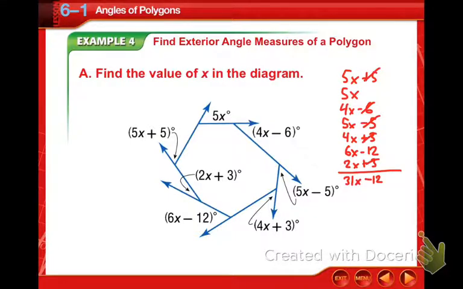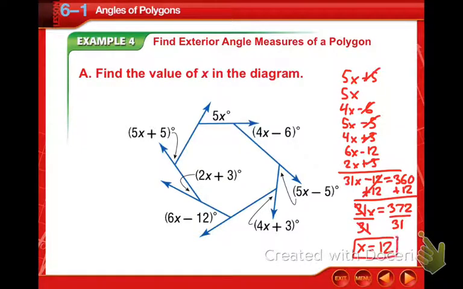So 31x minus 12 is equal to 360. So now we can add 12 to both sides. 31x is equal to 372. And we divide by 31 on both sides. And we end up getting our x equal to 12. All right. A lot of work to get the addition done, but once you got it done, it's not too bad. It's just a simple one variable, two-step problem. All right.